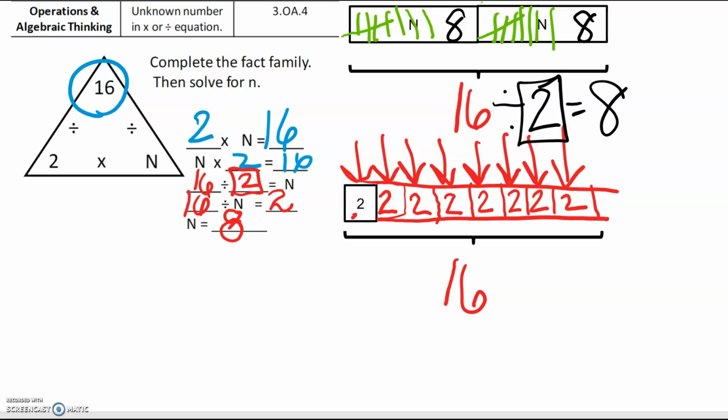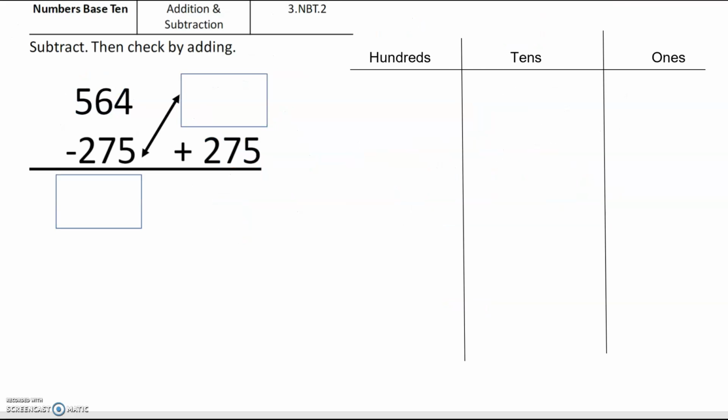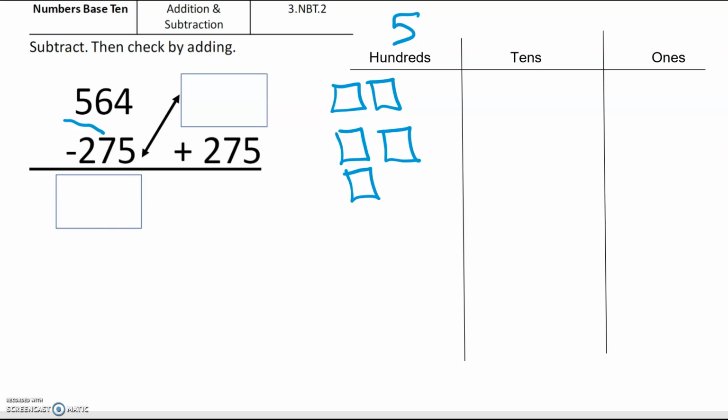Okay, let's go ahead and go over into subtraction today. And in subtraction, we have 564 subtract 275. So we have 500. So I'm going to put 5 here, and I am going to go ahead and draw out my picture. I'm going to do most of my subtraction today over on the right side with pictures.